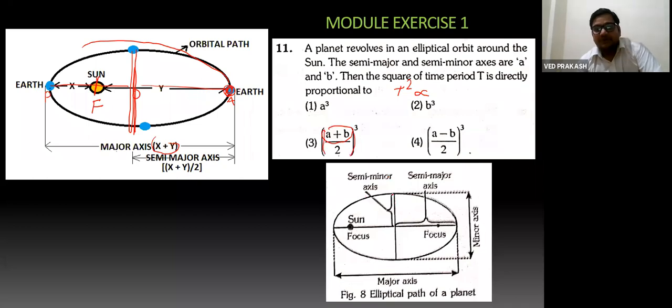Here you can see that half of the minor axis is named as the semi minor axis, and half of the major axis is named as the semi major axis. Is it clear? So let's move to the next page.